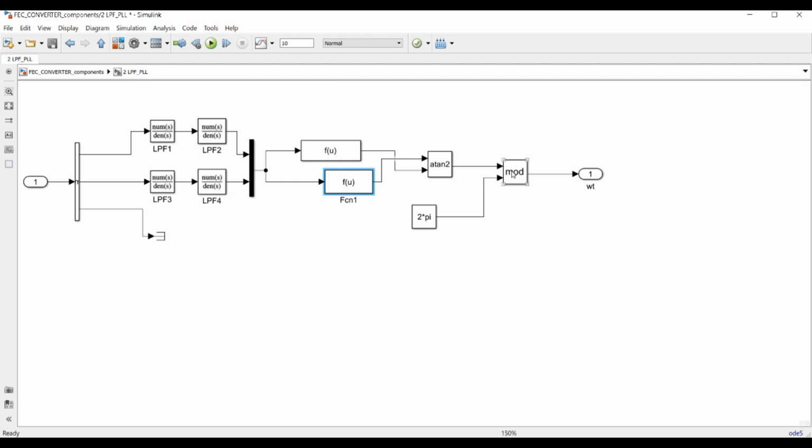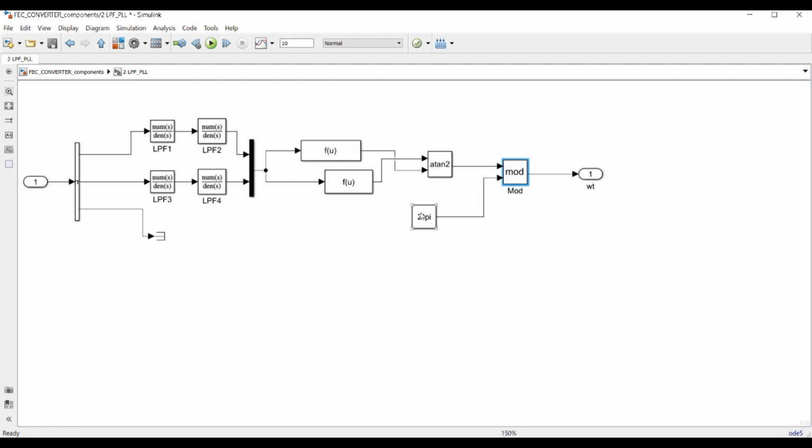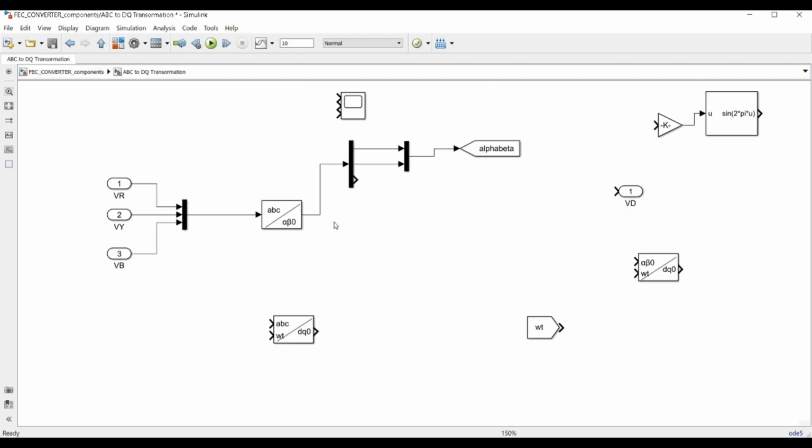Now I will be putting it in a mod, the modulation. Okay, and I will be putting 2 pi over here, and this will give me omega t. Now this omega t I will be using over here, omega t. Now from alpha beta I will be making dq. So this is my alpha beta and this will be omega t, and this will be my vd vq.